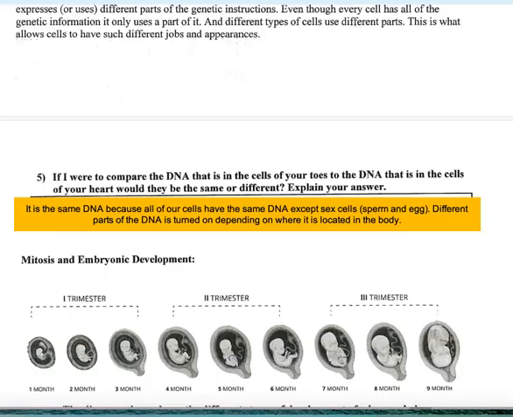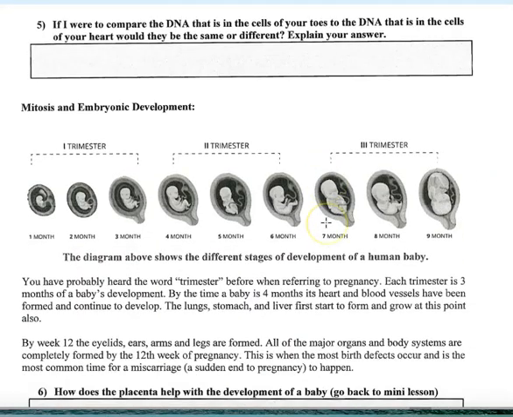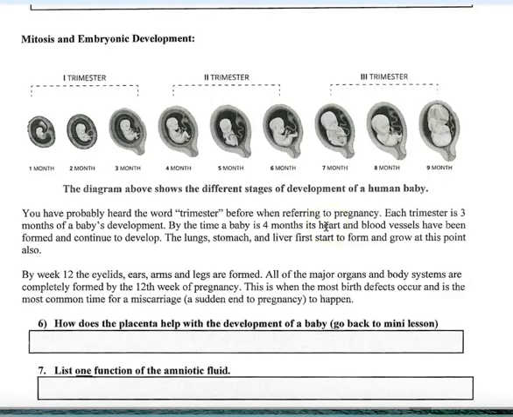Okay, so if you have to pause to get that down, pause and then continue when you're ready. So mitosis and embryonic development. So you've heard of women having different trimesters. Trimesters divide the 9 months into 3 equal parts, each trimester consisting of 3 months. So each trimester is 3 months of the baby's development.